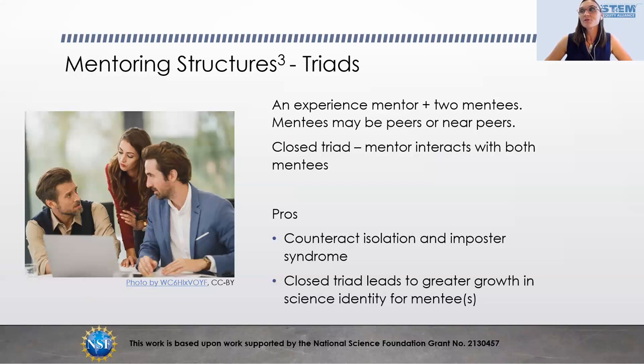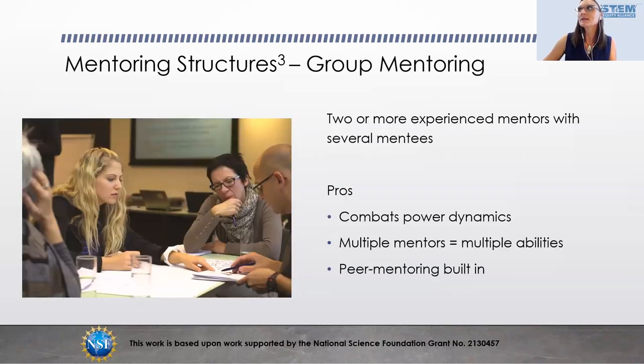Many of us are probably familiar with a triad structure because this happens in academic environments a lot, where you have a lab head or a PI, and then you have a graduate student or a postgraduate student and an undergraduate student. And the three of them work together, and the undergraduate student has mentoring from both the faculty mentor and from the near peer mentor that has been working in the lab for longer or working on the research for longer. So they get kind of a dual relationship. This works well to counteract isolation and counteract imposter syndrome, because we know a lot of our students come in with imposter syndrome. But in our program, we decided to focus on group mentoring.